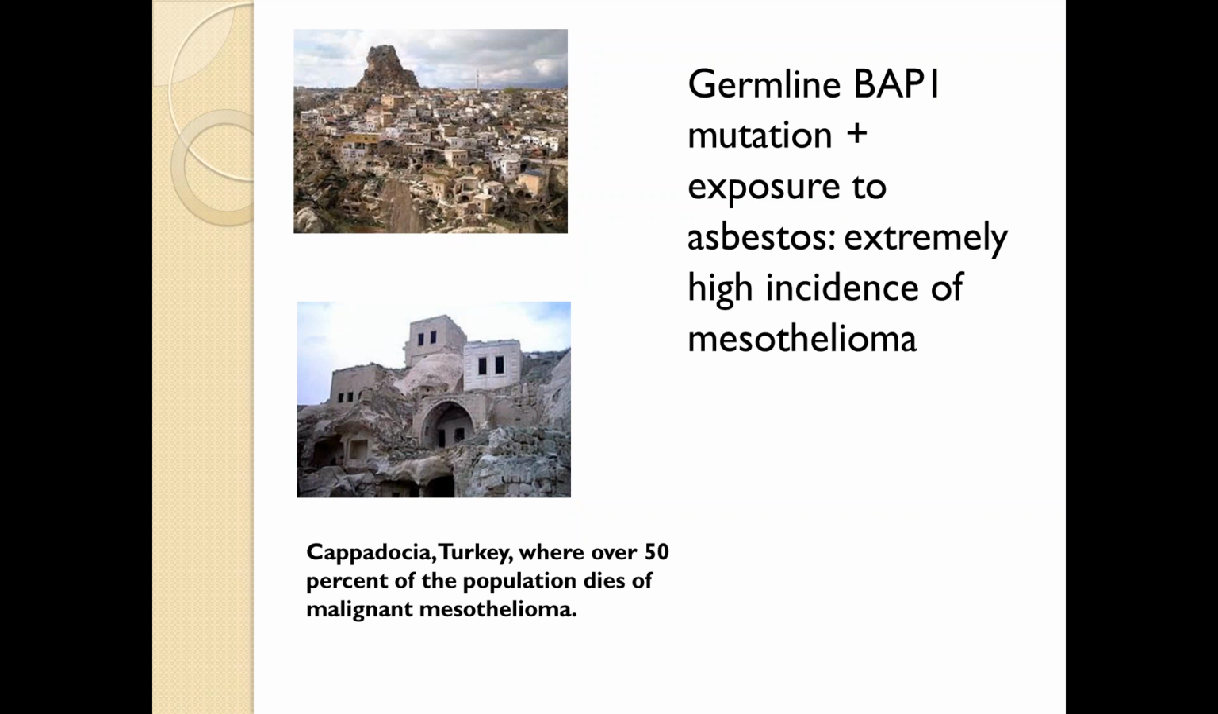In fact, at some point, it has been estimated that over 50% of the population in Cappadocia, Turkey, died of malignant mesothelioma. And this association taught us a lot about this particular mutation and its causation and its association with cancer. This again shows that while cancers may be different in different organs or different disease sites, the underlying genetic abnormality may be the same.